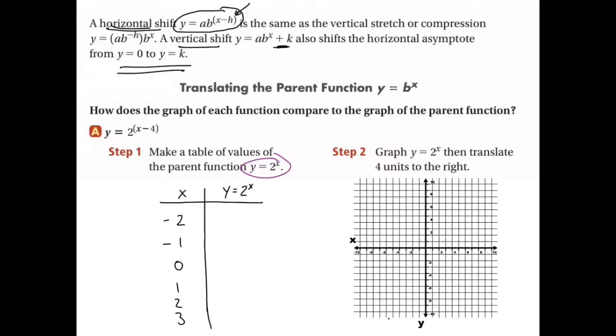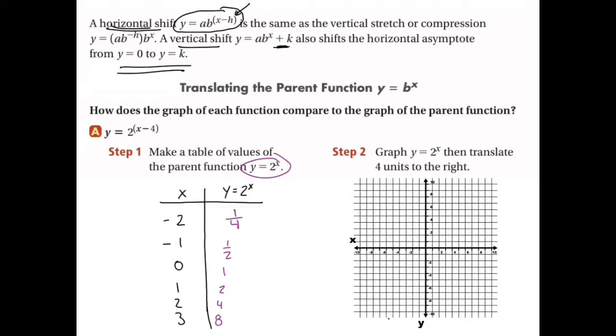So at negative 2, we get 1/4. Oops, positive 1/4. I don't know where a negative 1/4 came from. So we get 1/4. For negative 1, we're going to get 1/2. For 0, we get 1. For 1, we get 2. For 2, we get 4. For 3, we get 8. So this is going to give us our parent function graph.